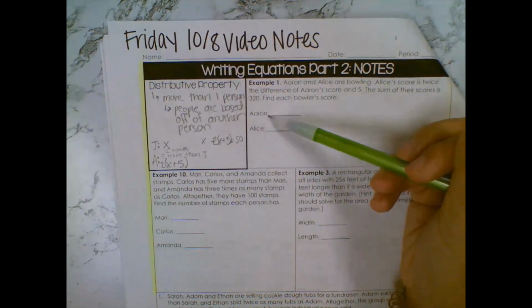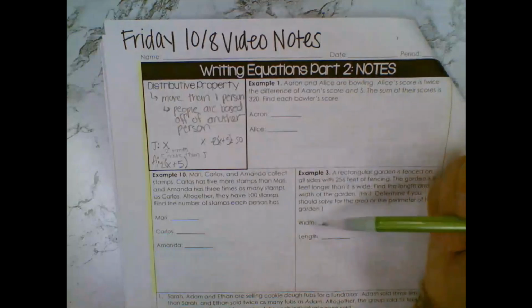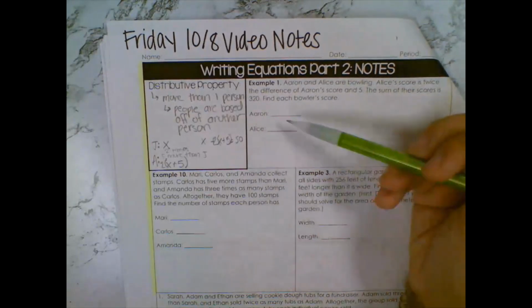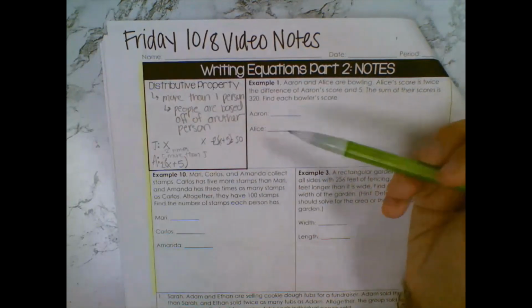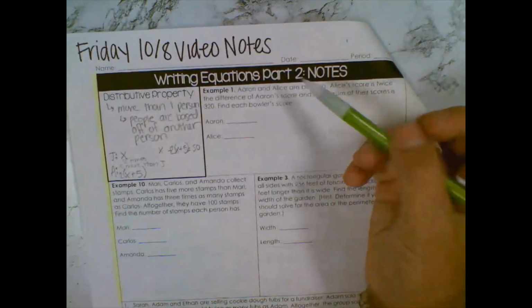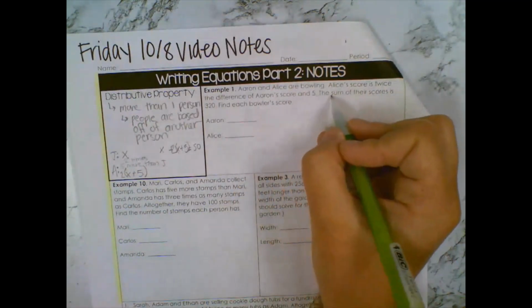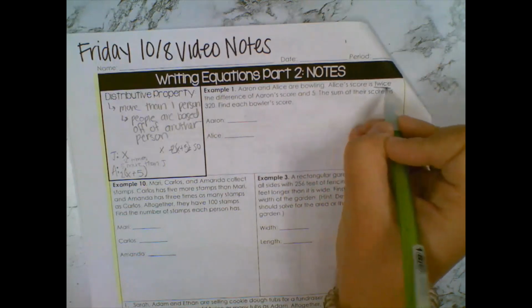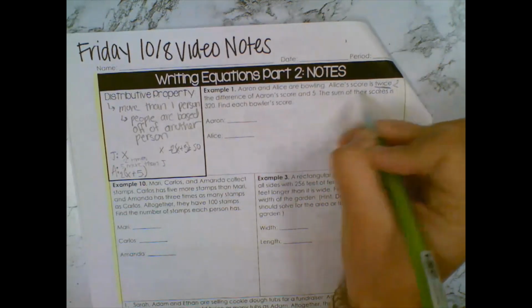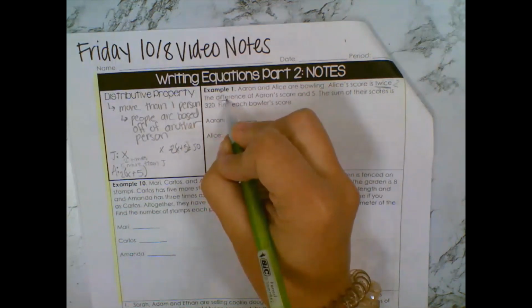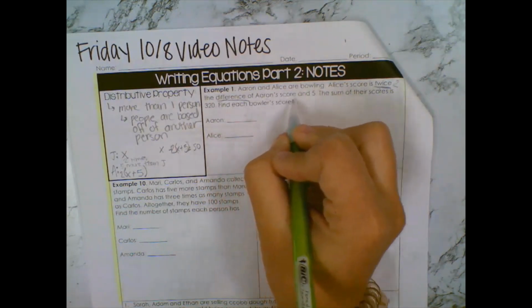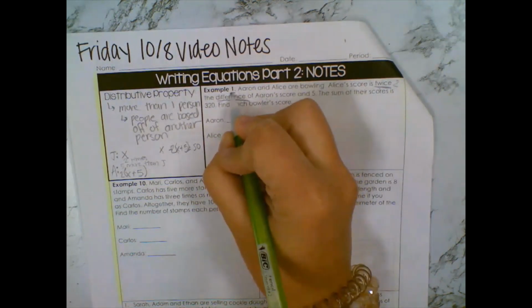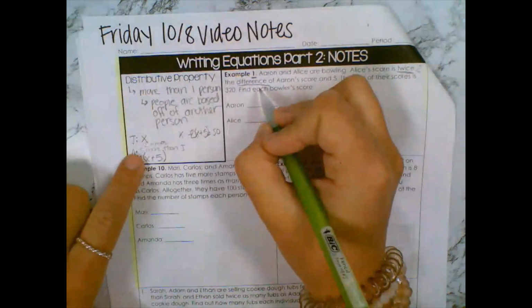But how we always start the problem is by making a list of the people. You guys can see that here. And that helps you kind of sort out your information. So let's look at an actual example. Aaron and Alice are bowling. Alice's score is twice. So we see that multiplication. Twice means 2. 2 times the difference of Aaron and 5. Difference is subtraction. So that's going to look a little bit like this.